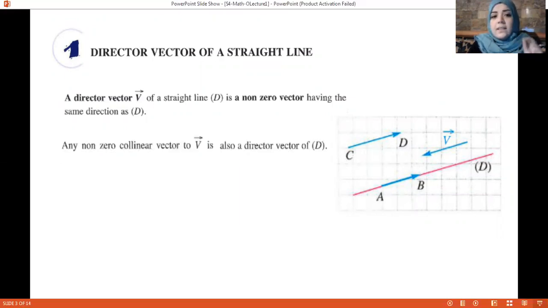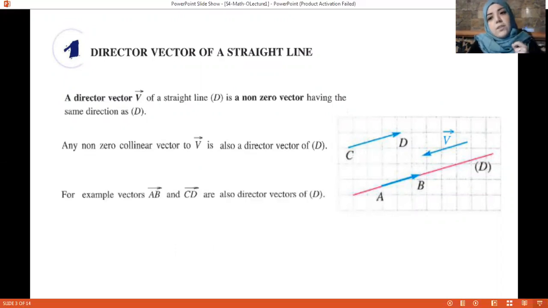So any non-zero vector could also be a director vector of D. For example, vector AB or vector CD could also be director vectors of straight line D.